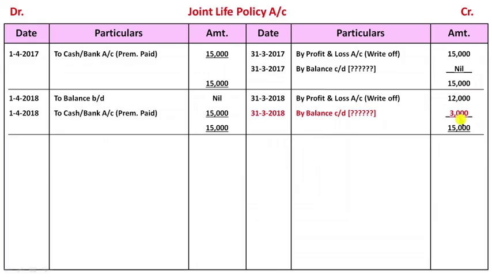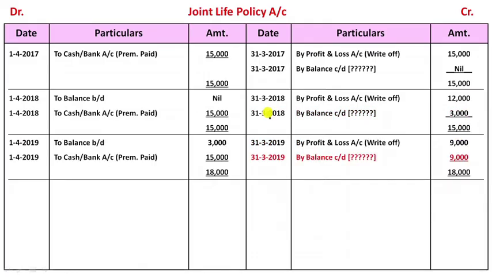Then premium paid, JLP write off. So here 1/4/2019 premium paid 15,000, write off 9,000. This is the debit side, premium paid. Credit side, write off 9,000. Now if we close this, 15 plus 3, 18,000, and here also 18,000. So 18,000 minus 9,000, we are getting balance of 9,000.